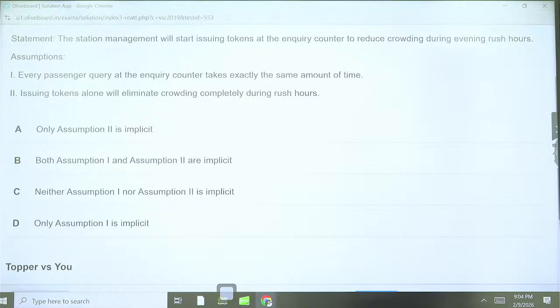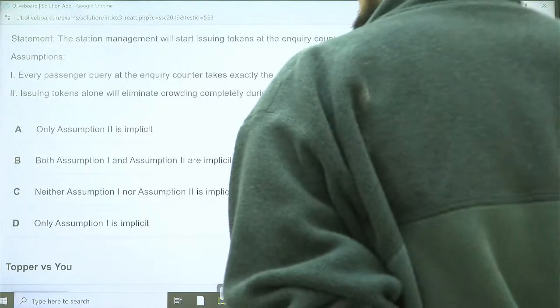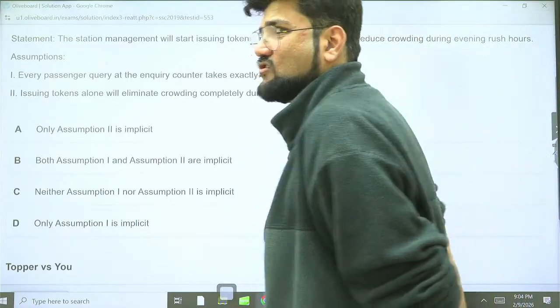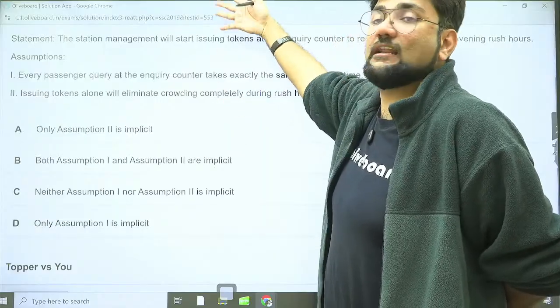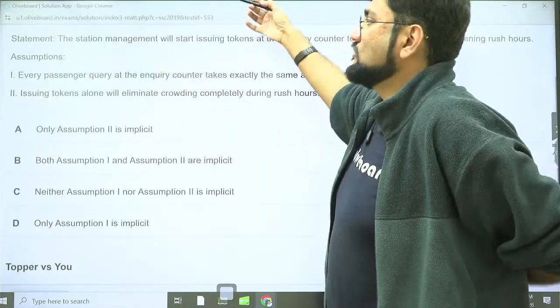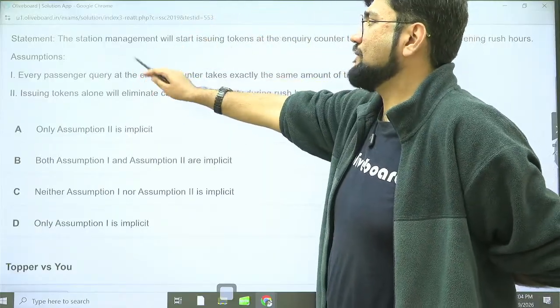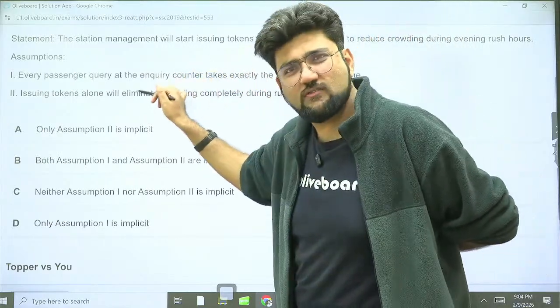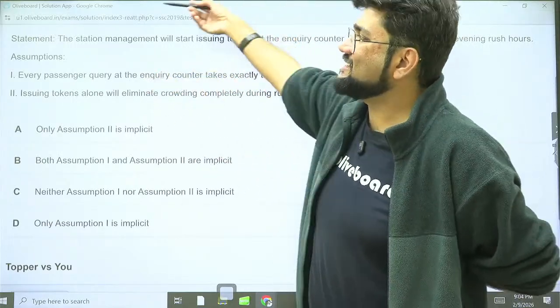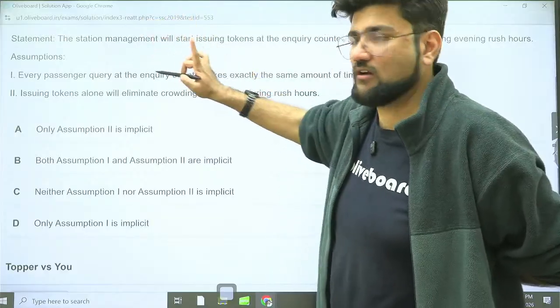When you're reading the assumptions, think of what the author is thinking, or what the author is assuming. It's a very basic, very obvious thing, which he's not writing down. But this can never be an exact repeat of what is mentioned in the statement. So the author is saying, assuming that every passenger query at the inquiry counter takes exactly the same amount of time. Is the author assuming this? No. Nowhere is he trying to link it with that. So that is not an assumption.